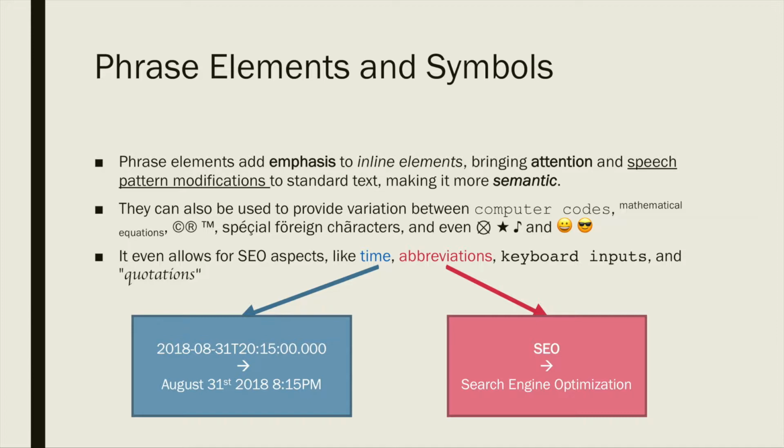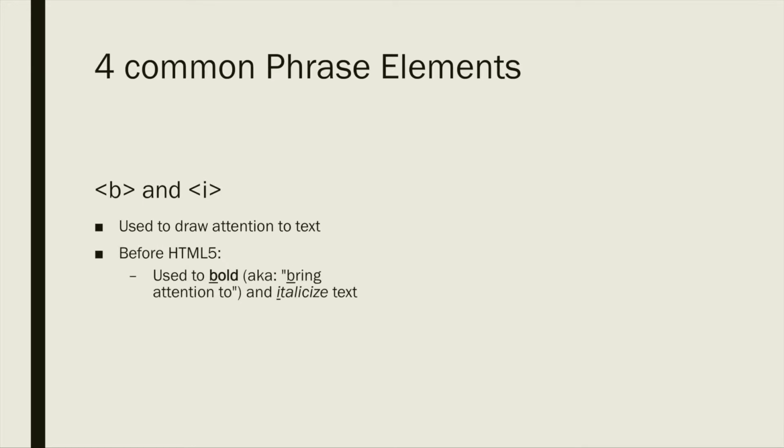Enough of this defining, let's get into the actual aspect of it. First thing is 4 common phrase elements that you'll be dealing with during your development career. First thing is you have B and I, which usually stand for bold and italic. These are items that are used to draw attention to the text. Before HTML5, B stood for bold or also bring attention to, and I stood for italicize, and they did exactly just that. Unfortunately, there have been some modifications with HTML5 and things have changed a little differently.